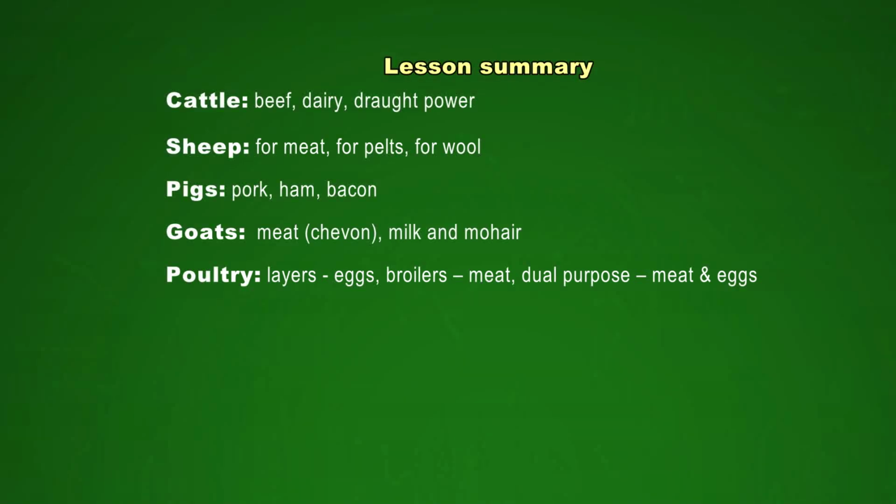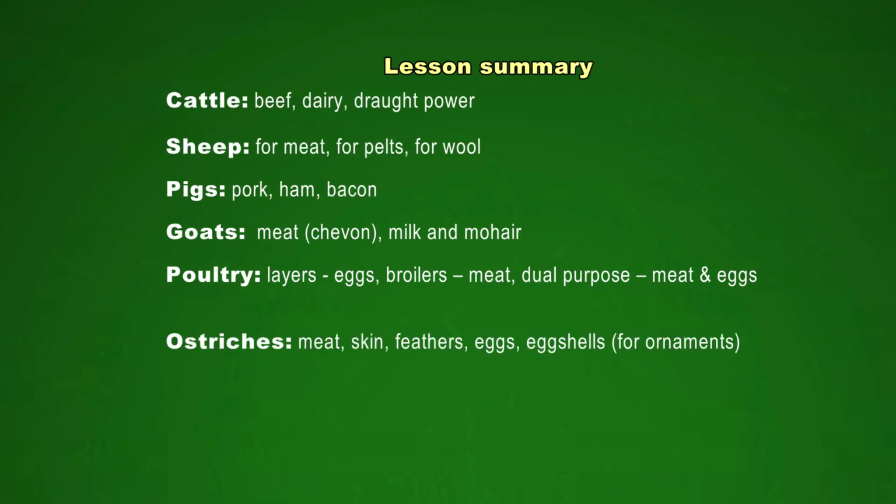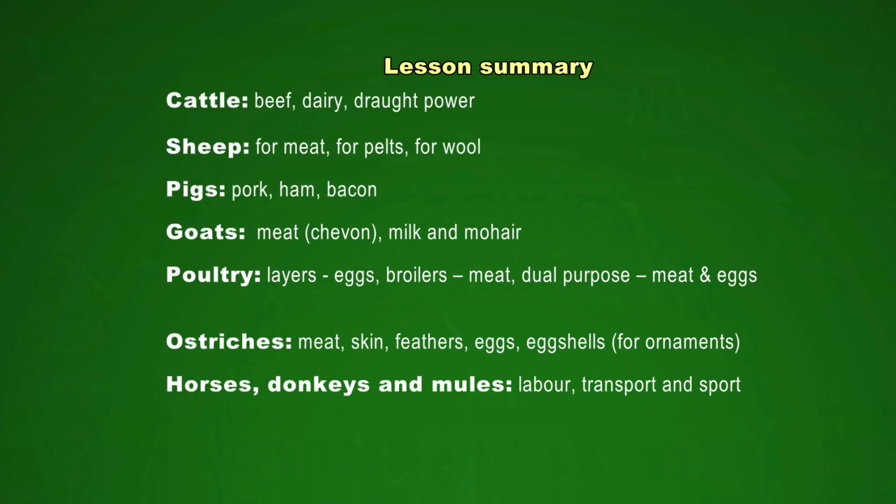Dual purpose, meat and eggs. Ostriches: meat, skin, feathers, eggs, eggshells for ornaments. Horses, donkeys and mules: labor, transport, sport.